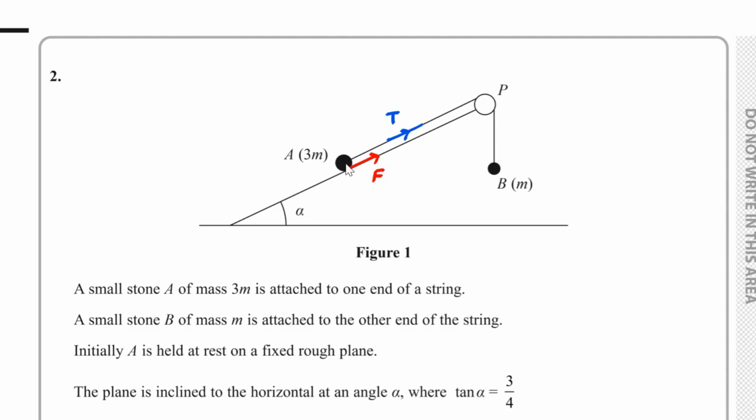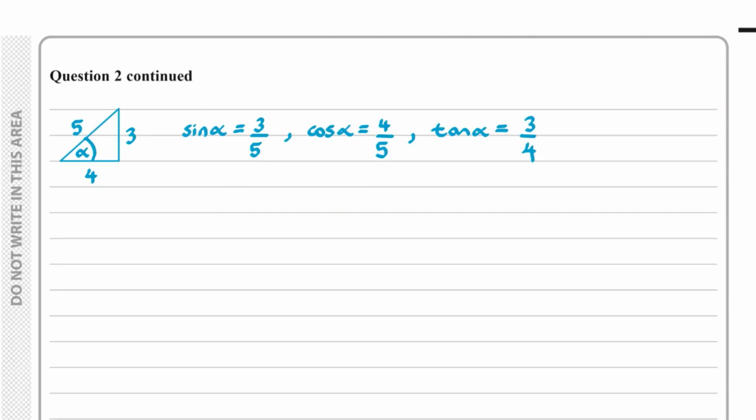And we've got the weight of A, 3mg. So with that, we can use Newton's second law to help set an equation of motion for A. With Newton's second law for part A, the sum of the forces is equal to the mass multiplied by the acceleration.